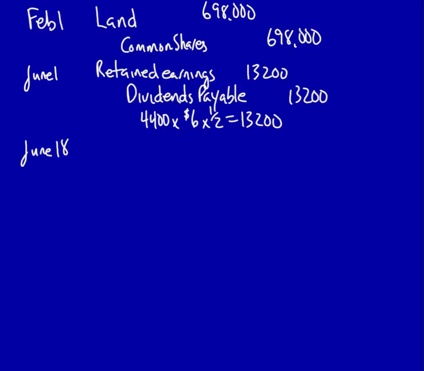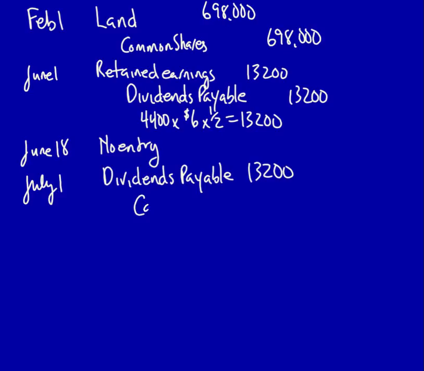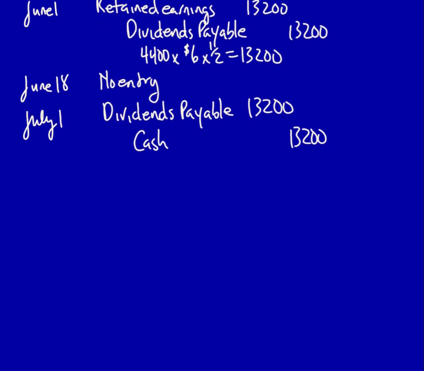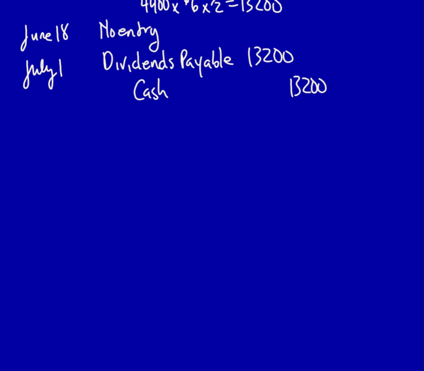We know that on the date of record, there's no entry. And then on July 1st, we pay the dividend and we give up cash. No update of the T accounts that we have is necessary. Let's move on. We're now at October 1st.